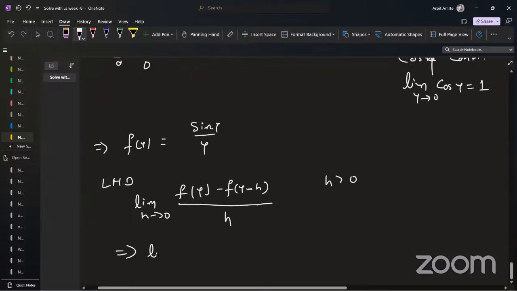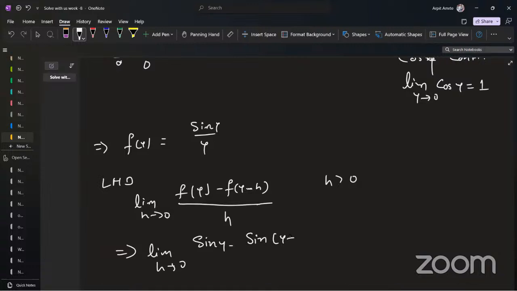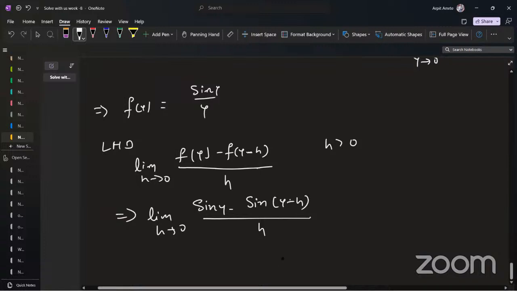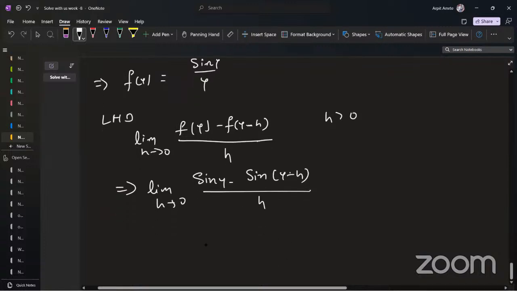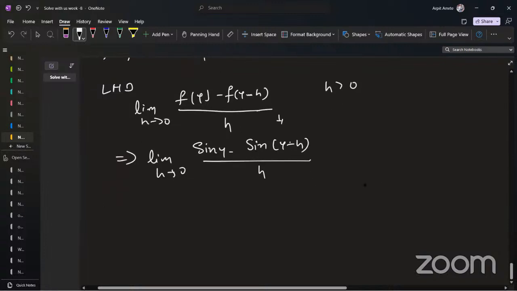Now what will it be? Limit h tends to 0 of sine of y minus sine of y plus h, divided by h, right? Now how will I solve this? We cannot directly put h equals to 0 here. If we put h equals to 0 here, this is also a 0 by 0 form.